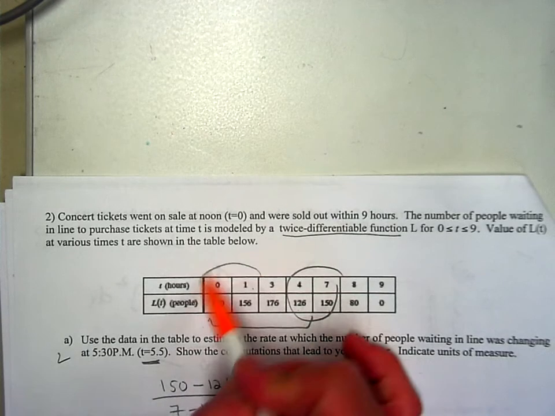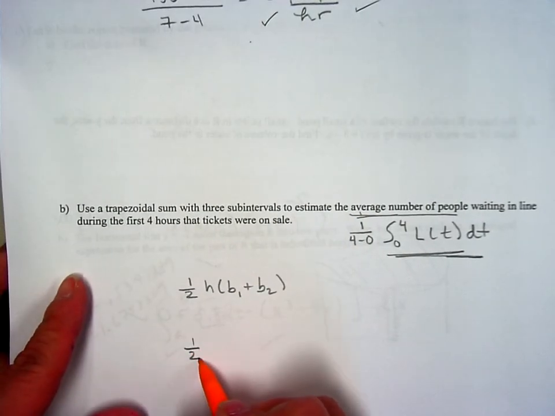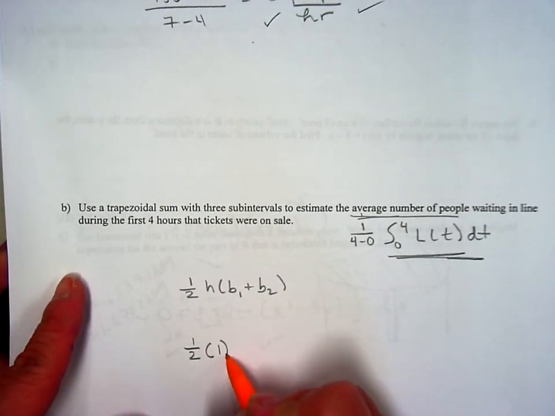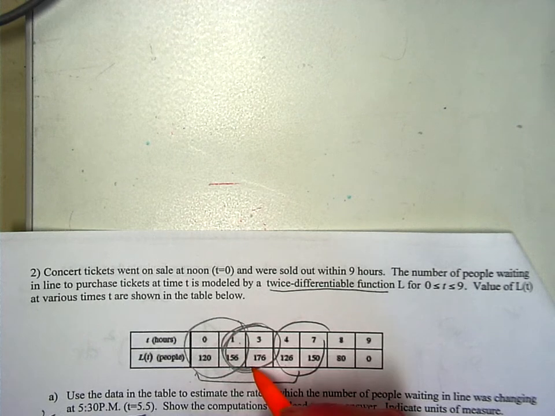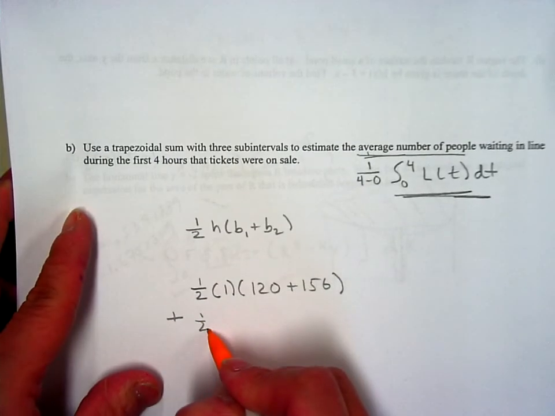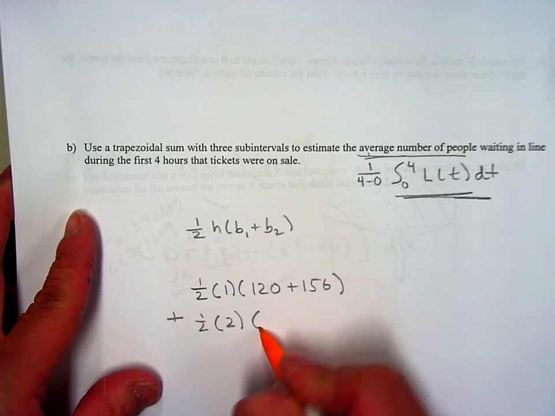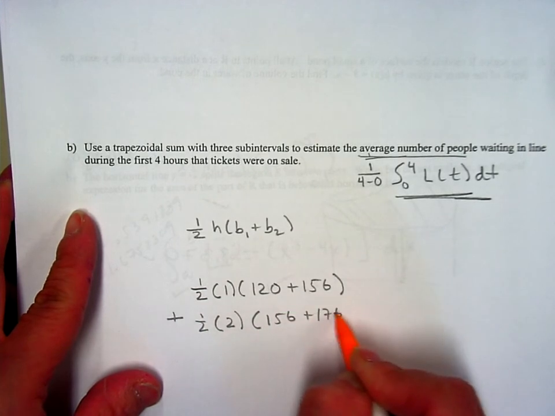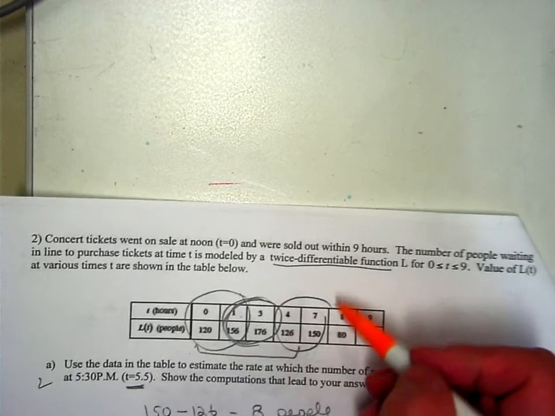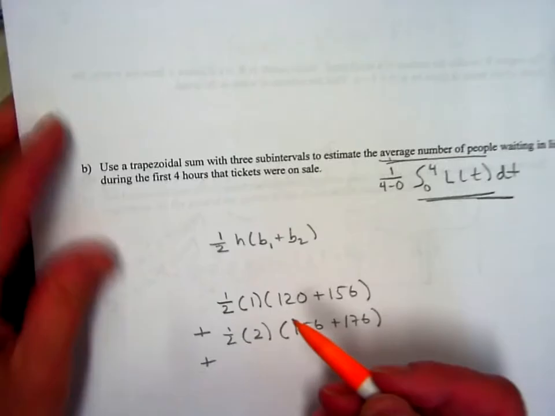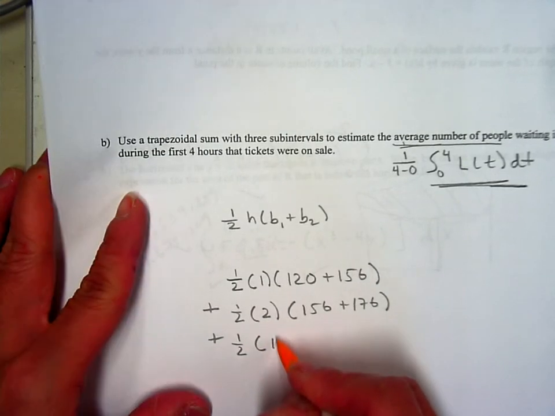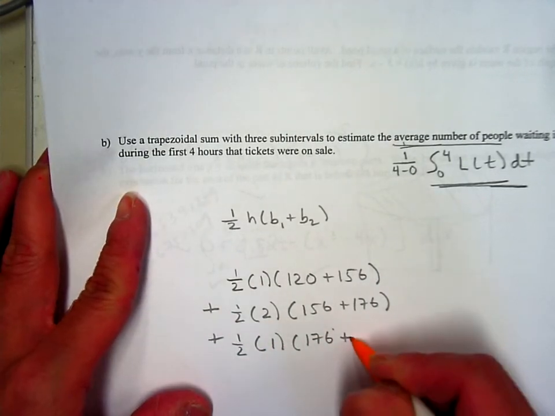So my first trapezoid is going to go from 0 to 1. So my first trapezoid is 1/2. The height is 1 since I'm going from 0 to 1. The 2 bases are 120 plus 156. Plus, my second trapezoid is going to go from 1 to 3 now, the second 2 data points. So it's 1/2. The height of that trapezoid is 2, and then 156 plus 176. The last trapezoid is going to go from 3 to 4. So 1/2, the height is still 1, 176 plus 126 from my data table.